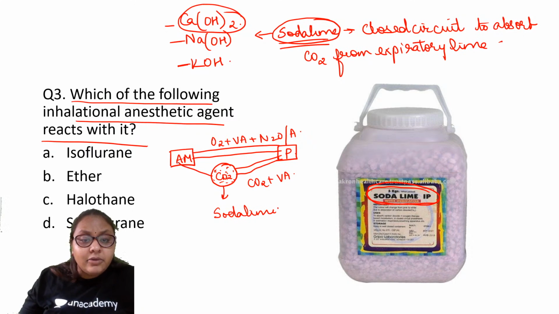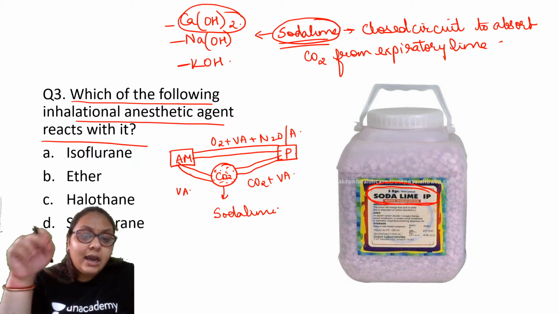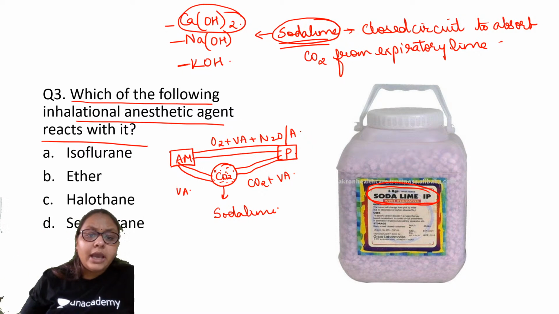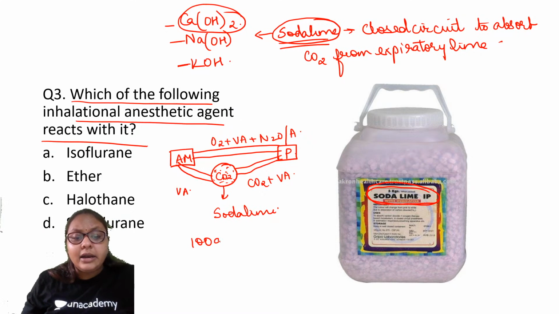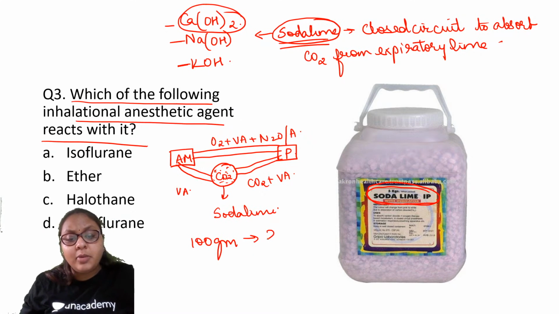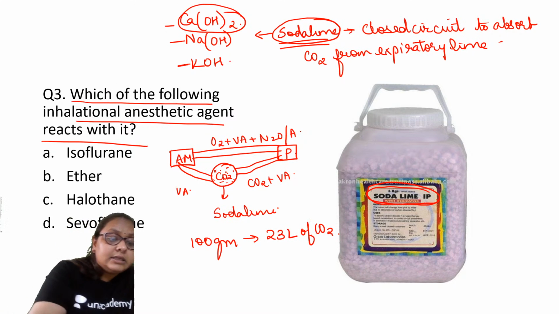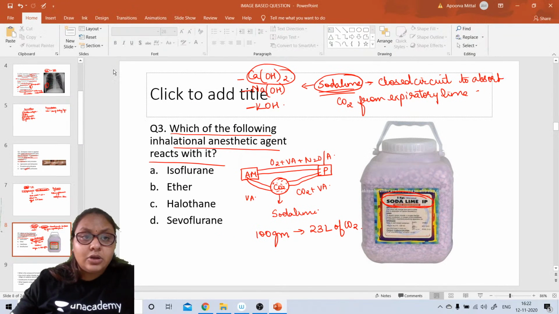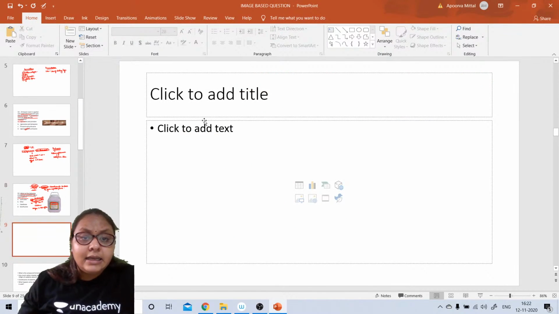And the volatile anesthetic residues are recycled into the anesthesia machine. And remember, 100 grams of soda lime can absorb around 23 liters of carbon dioxide. This is also very important.